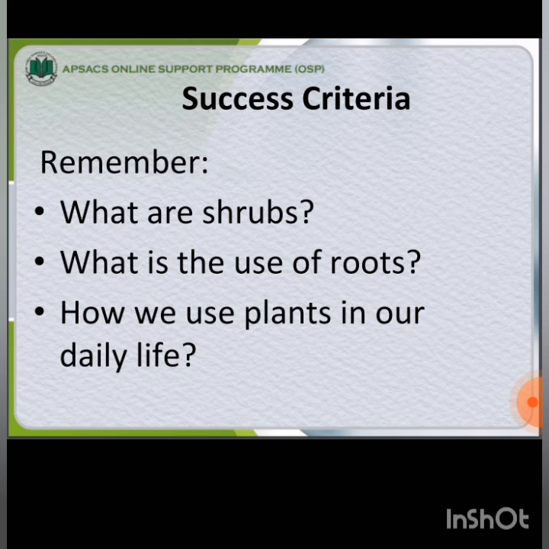Success criteria. We have learned about what shrubs are and what the use of roots is and how we use plants in our daily life.